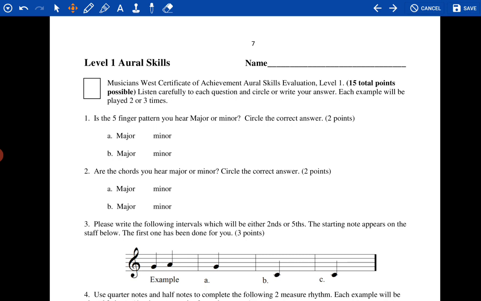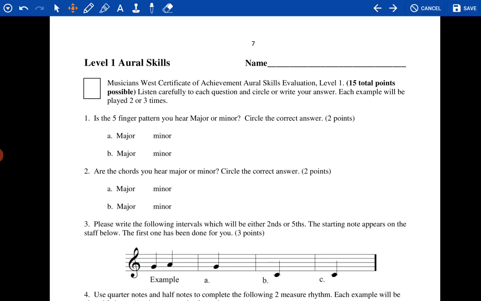And right now we are moving to number 2. Are the chords you hear major or minor? Let me give you some examples. You will hear something like this, and that's major. You might hear something like this, and that's minor, or something like this. That's major, and something like this. That's minor.